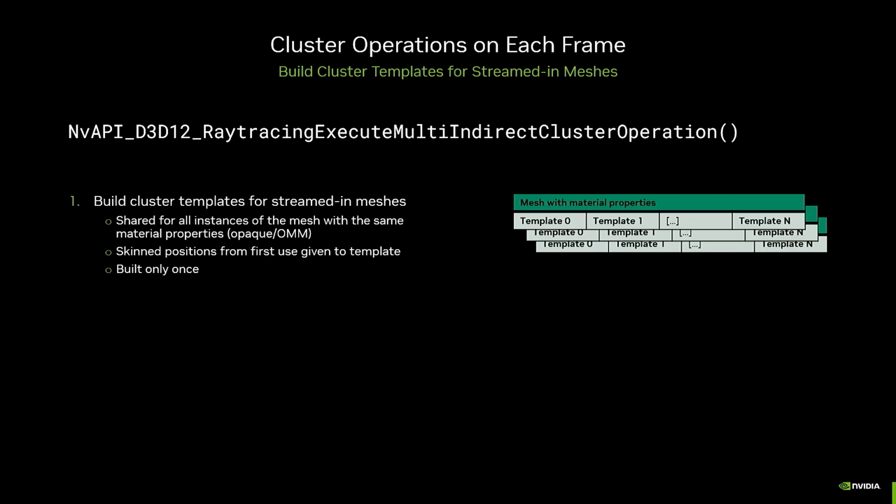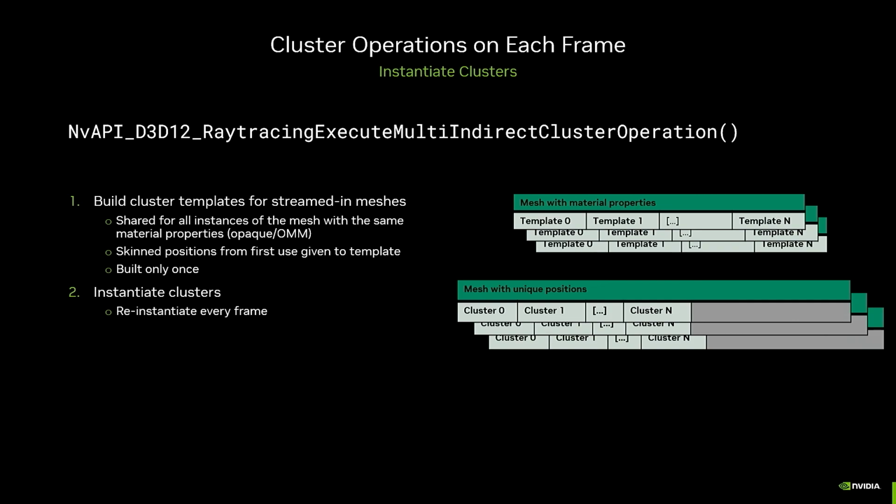Skinned positions from the first use case are given to the template creation for optimizing the template. This helps a little bit with the ray tracing performance. These template arrays, however, only need to be built once, so in case no new meshes have been loaded from the disk, this operation can be skipped. The second cluster operation is template instantiation. Reinstantiation with new positions happens on every frame, regardless of how the vertices have moved, so we don't track the movement. All clusters from all meshes are handled with this one operation.